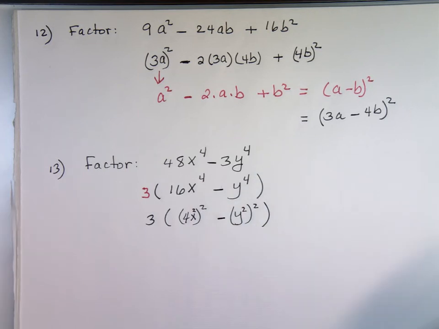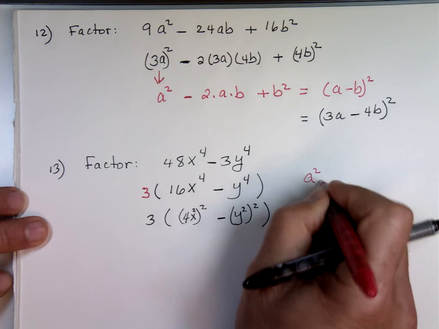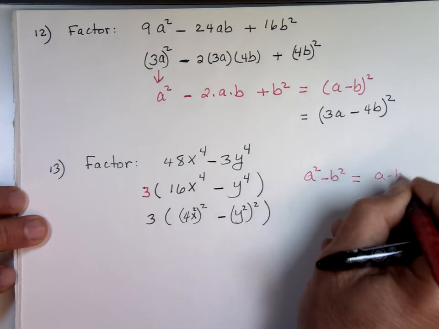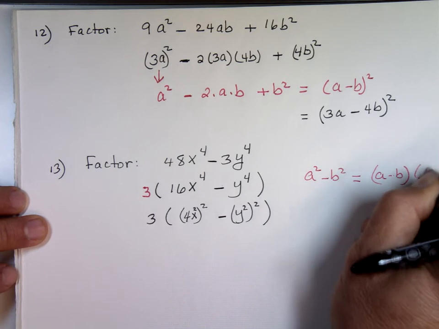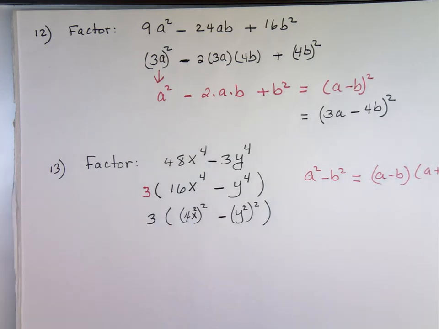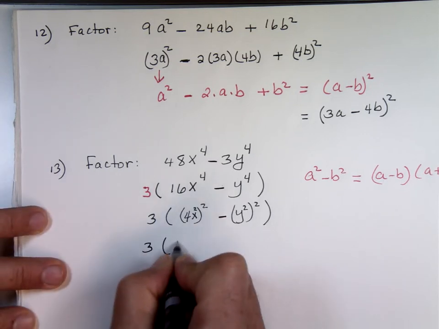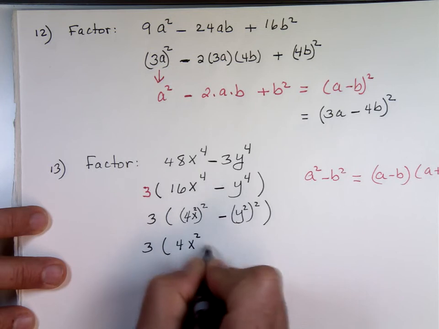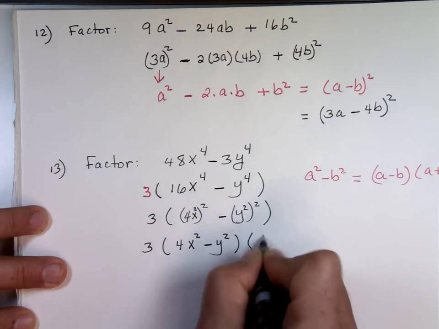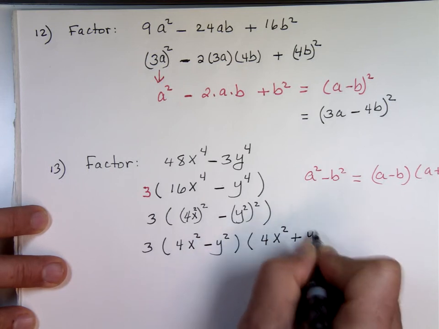And we have one that says a squared minus b squared can be factored as a minus b, a plus b. So if I use that here, that will be 3 times 4x squared minus y squared times 4x squared plus y squared. Very good.